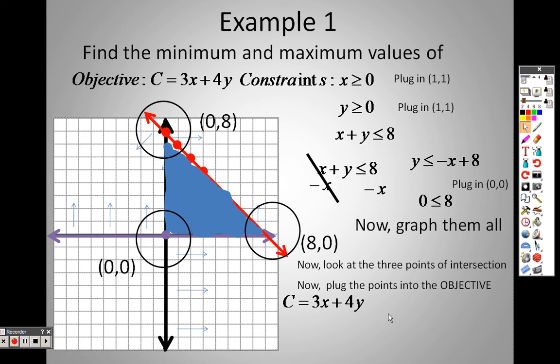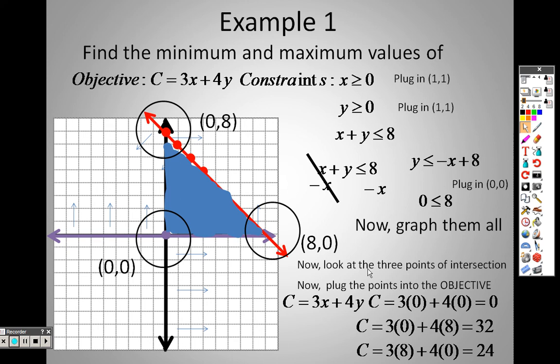So I plug them in. I plug in 0, 0. When I plug in 0, I get 0 as my answer. Now I'm plugging in 0, 8. When I plug in 0, 8 for x and y, I get 32 as my answer. And when I plug in 8, 0, I get 24 as my answer. So my question to you is, which one of those is my minimum answer?